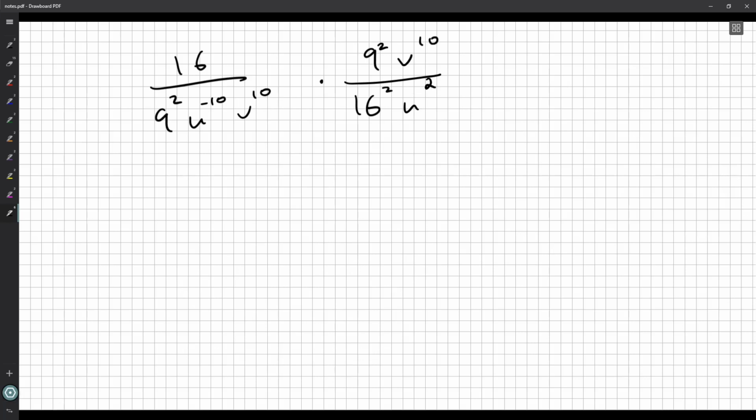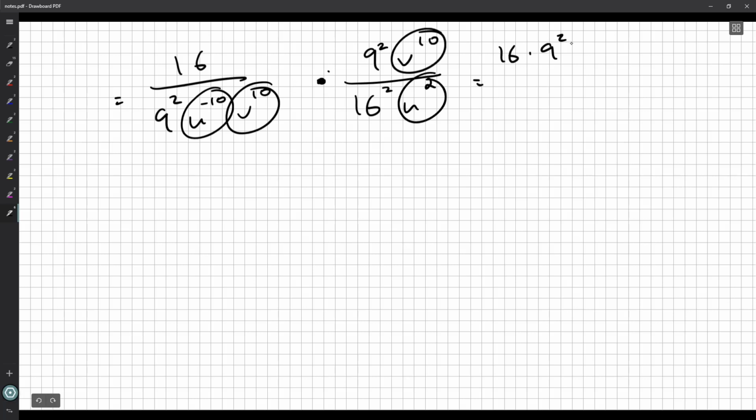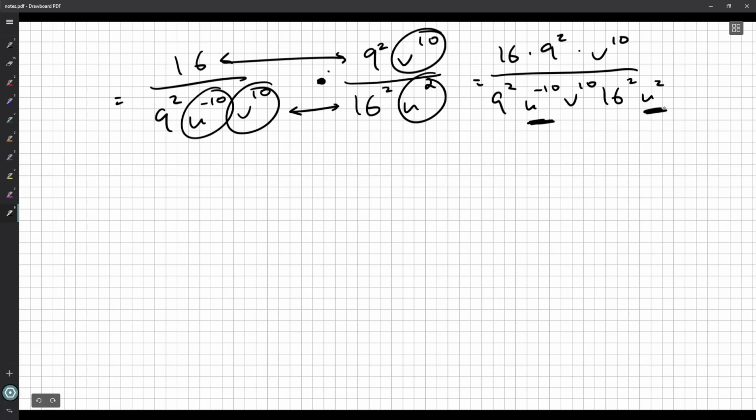But, oh, look at that. There's some powers of v, powers of u. These things can be combined. How do we multiply fractions here? Well, we multiply things together. So 16 times 9 squared times v to the 10, just combining the tops. And then we also want to combine the bottoms. But u to the negative 10 times u to the 2, that's going to be, multiply things of the same base, you're going to add the exponents. So 9 squared, it's going to be u to the negative 8.